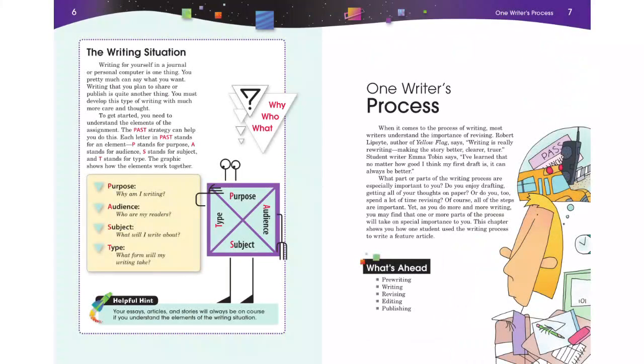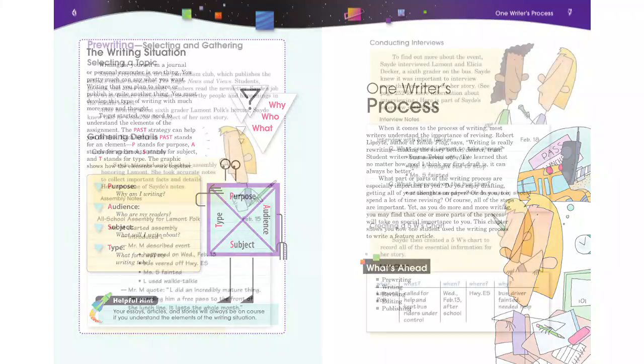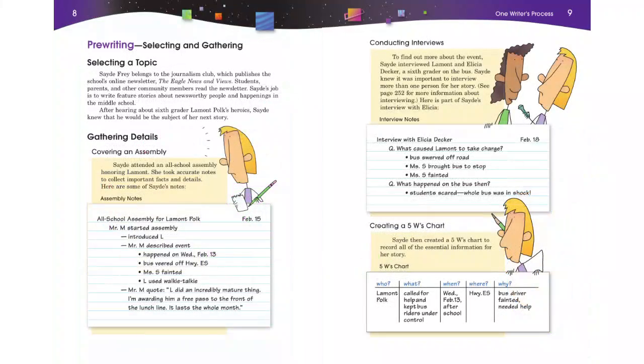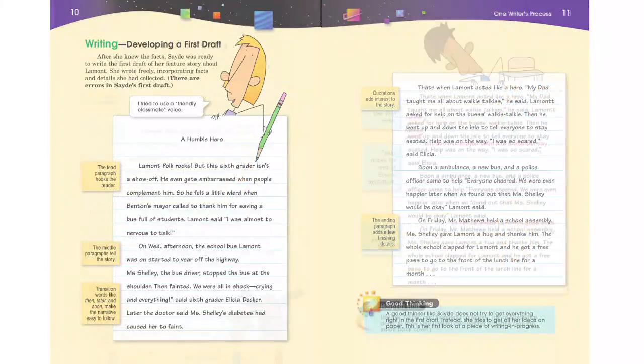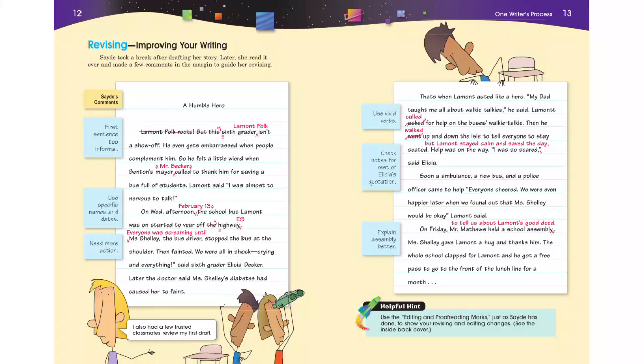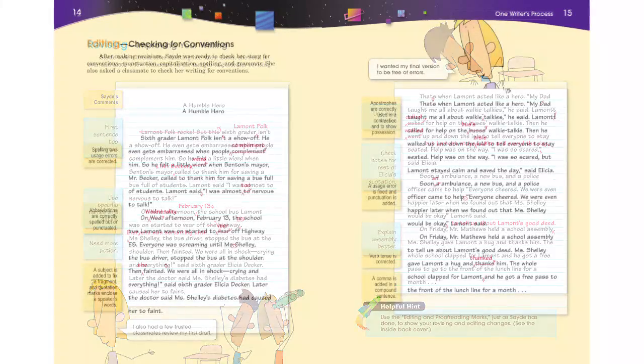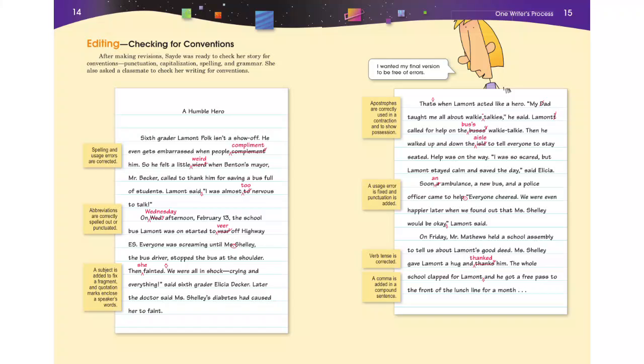This page spread shows the writing situation, purpose, audience, subject, and type, and begins one writer's process. These pages show pre-writing with selecting topics and gathering details. These pages show drafting. Here we see the student revising, and here we see editing. Now let's look at the forms chapters.